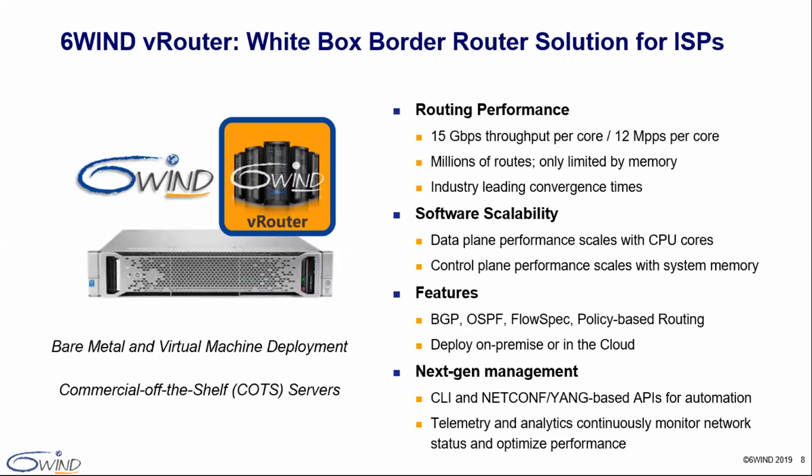6WIND's vRouter has been replacing hardware border routers with software on white box servers for several years now. We are able to do this thanks to our performance, features, and management. For performance, we support millions of routes, including up to 4 full internet routing tables, which is only limited by the memory in your system.